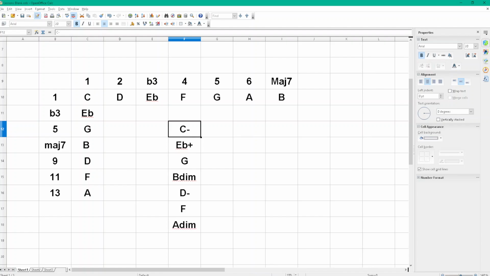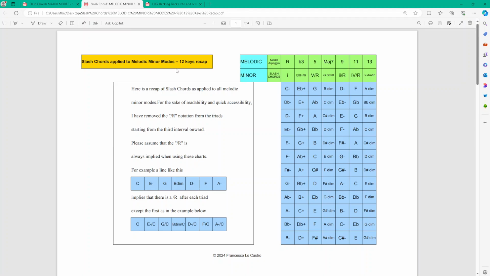If you look at the PDF associated with this lesson, you see how we have basically 1, flat 3, 5, major 7, 9, 11, and 13. And in the key of C, you have these triads, which is what we just saw. In the case of these charts, which are available to the advanced Patron supporters, you can see basically the same concept in 12 keys. Now, you might want to ask yourself, how does this sound?